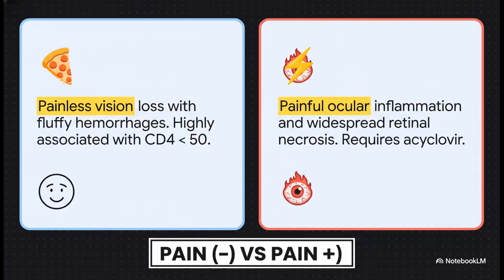Let's clarify one more critical retinal differentiator before we wrap up. You must differentiate CMV retinitis from HSV or VZV retinal necrosis based on a singular, high-yield clinical variable, pain. CMV retinitis is notably painless. HSV and VZV, on the other hand, cause acute retinal necrosis syndrome that's characterized by severe, painful ocular inflammation and widespread, pale, necrotic retinas requiring acyclovir.